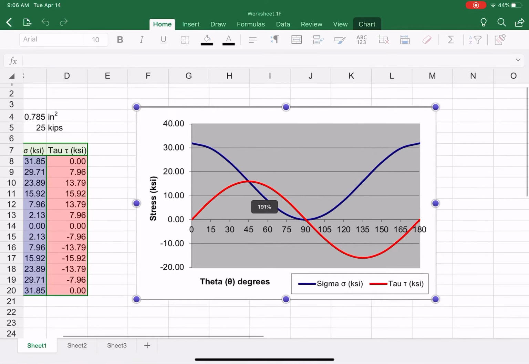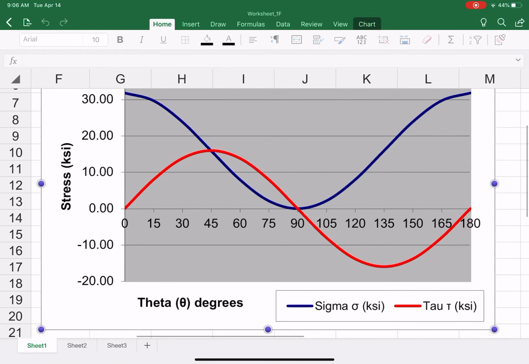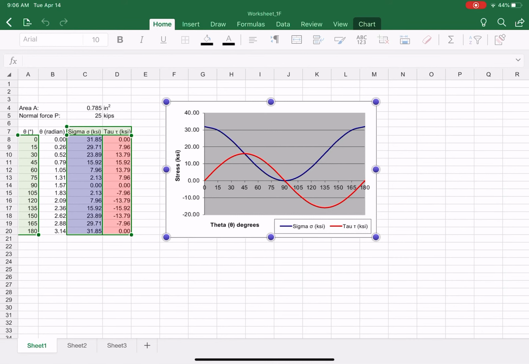And as you can see, when we cut at angle theta of 90 degrees, what does 90 degrees mean? It means the cut is parallel to the longitudinal axis, and both normal stress and shear stress equal 0. That is the behavior you can see if we wrap it up in Excel.